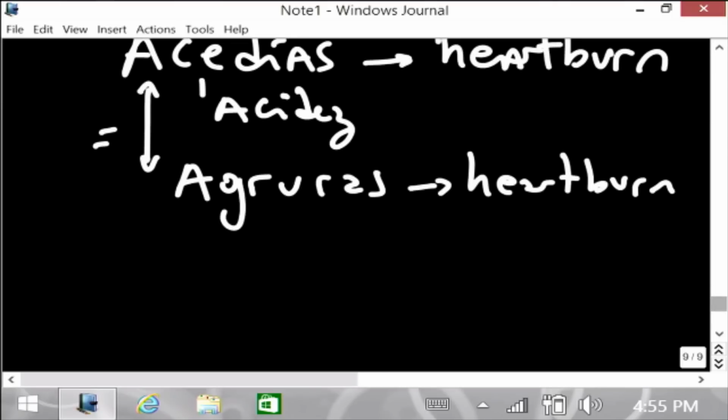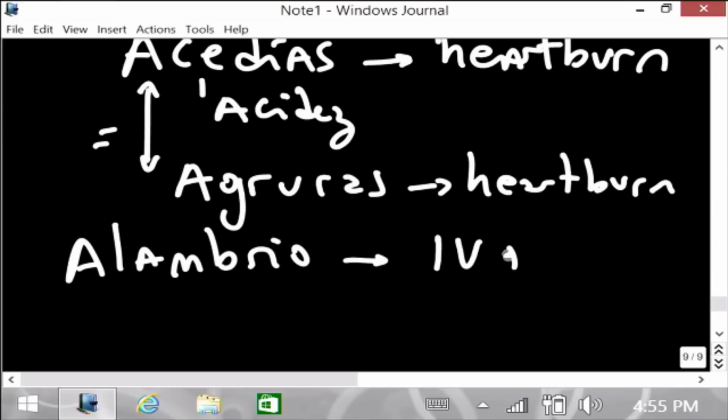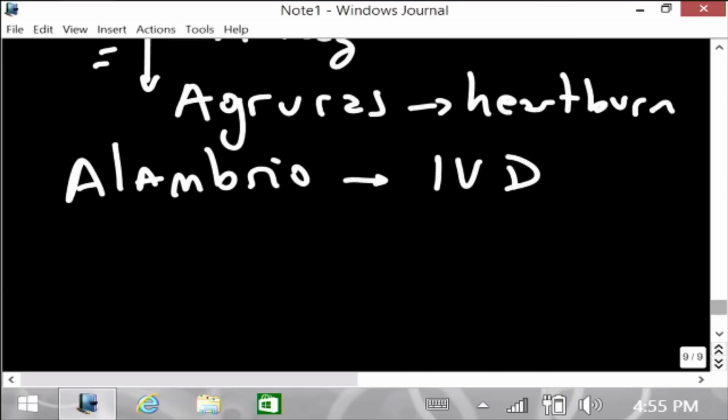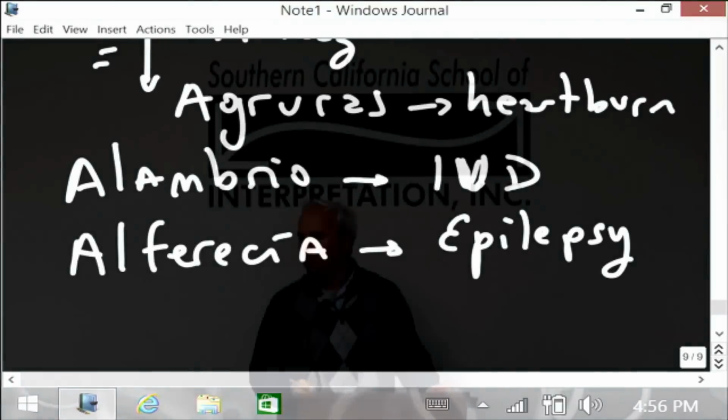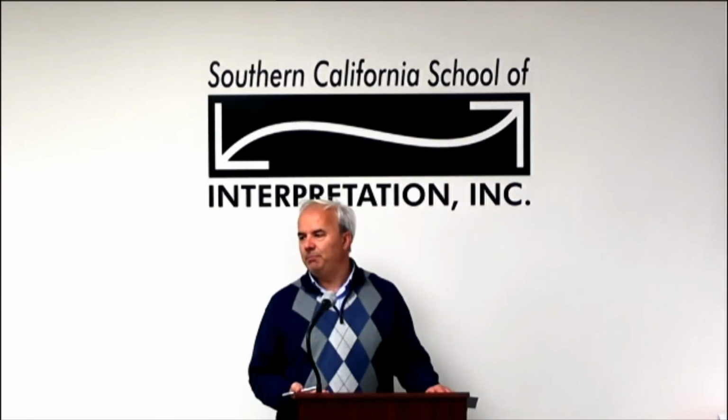Alambrito. That is an IUD. It's a birth control method, intrauterine device. Okay, IUD. Okay. Alferecia is epilepsy. And how is it used in Spanish? Mi niño tiene alferecia o padece de alferecia. He has epilepsy. Okay.